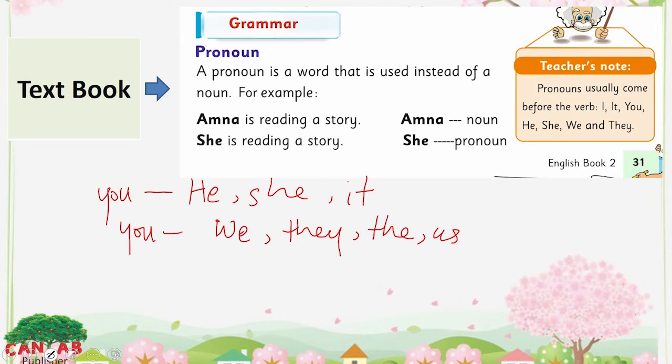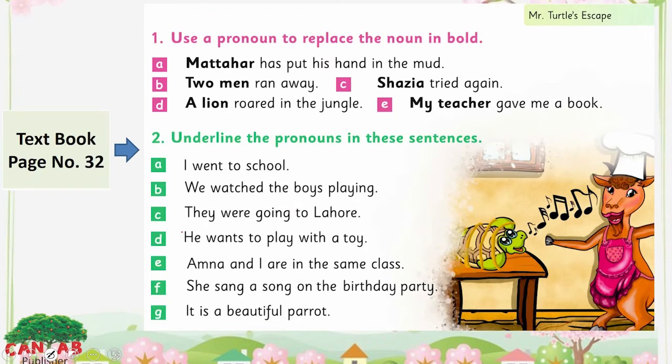Now let's move forward. Page number 32 of your textbook. We have an exercise of pronouns here. Let's do it. Use a pronoun to replace the noun in bold. We have noun here in bold letters. We have to replace it by pronouns, which we discussed in this lesson. Sentence A here. Matahir has put his hand in the mud.